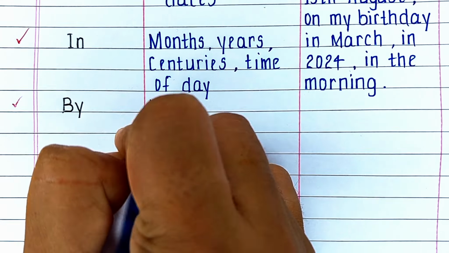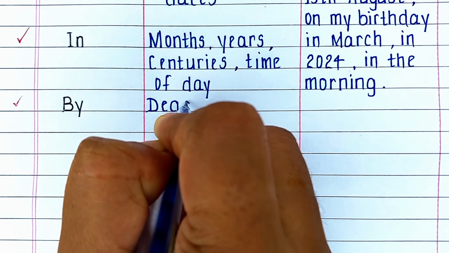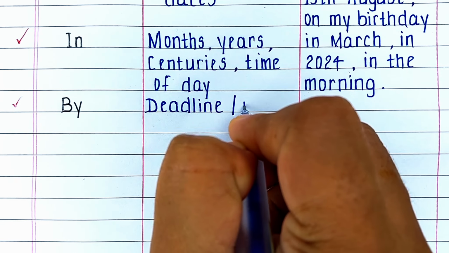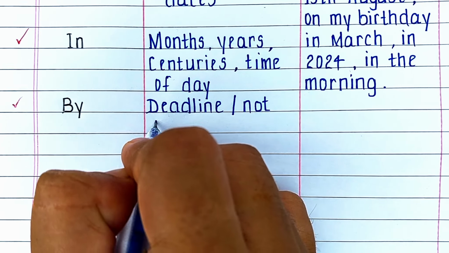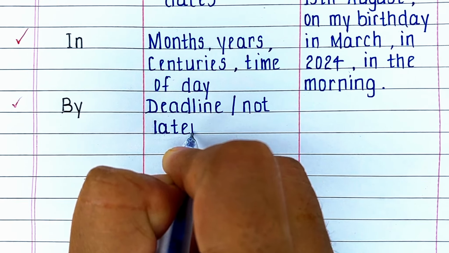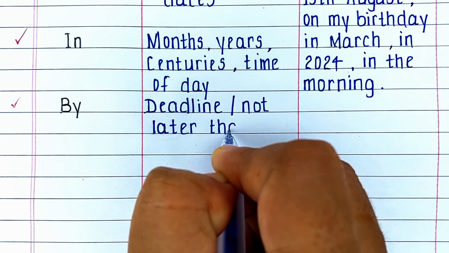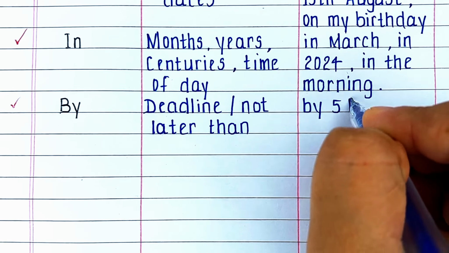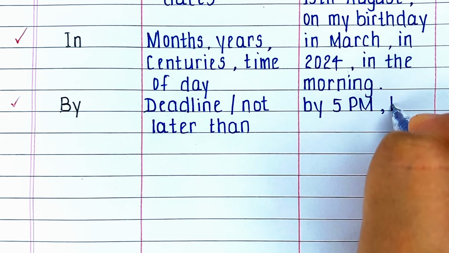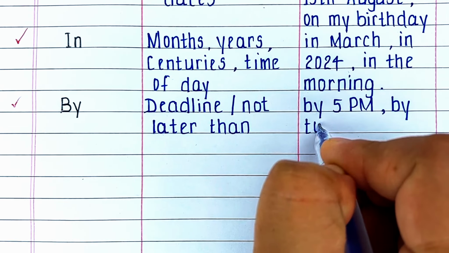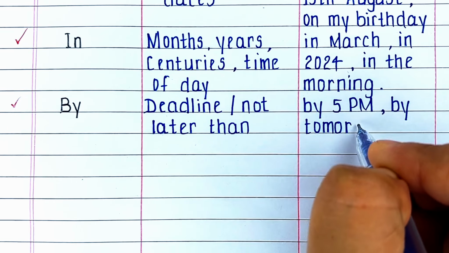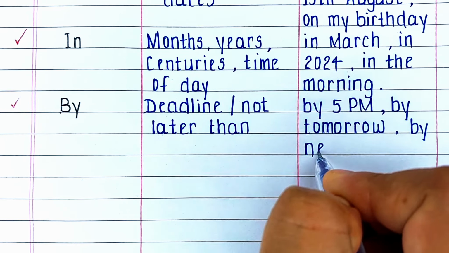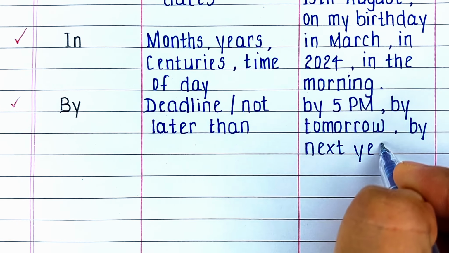Next preposition of time is by. By is used when we want to indicate something before or at a time. That means it is used for showing deadline or not later than. For example, by 5 p.m., by tomorrow, by next year, like this.